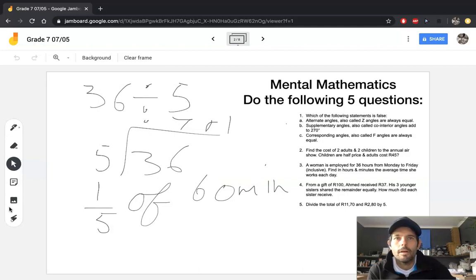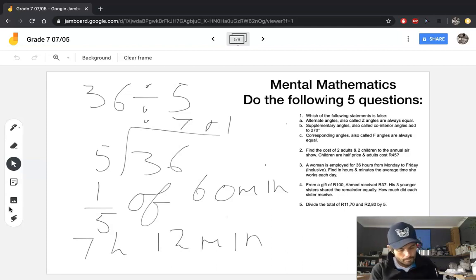Okay, and 60 divided by 5 is 12 minutes. So she works for 7 hours and 12 minutes. Okay, so the important thing there is to convert the remainder 1 over 5 into minutes. So that will be 1/5 of 60, which gives you the 12 minutes. Okay. Question 4. From 100 Rand, Ahmed receives 37 Rand.